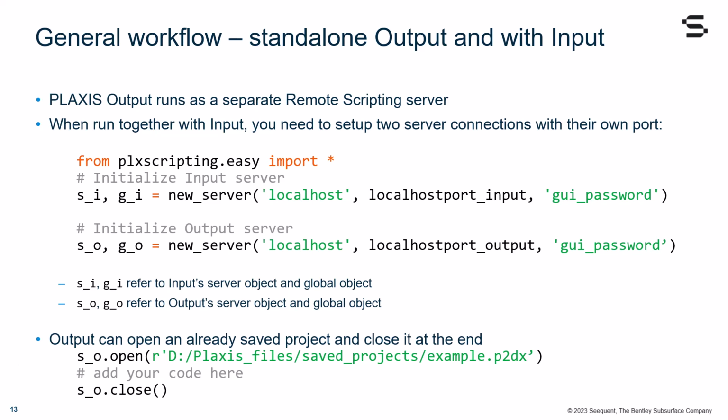Output can also directly open an already saved project and close it at the end of the automation. The code for this is shown at the bottom of this slide using the open and close functions.